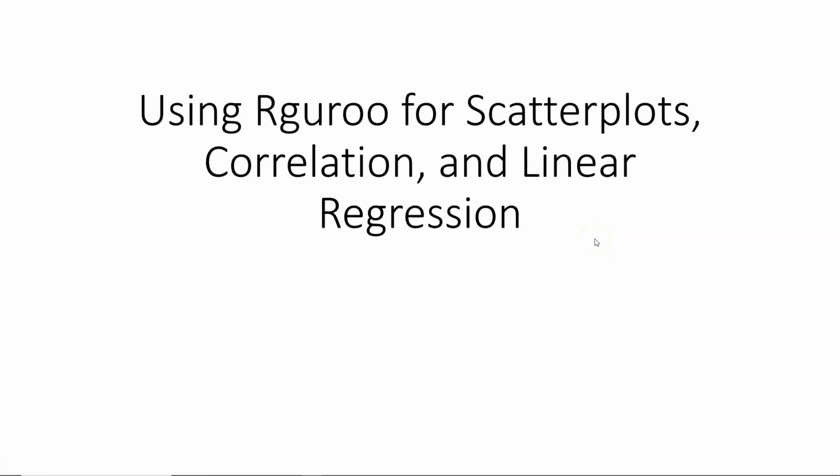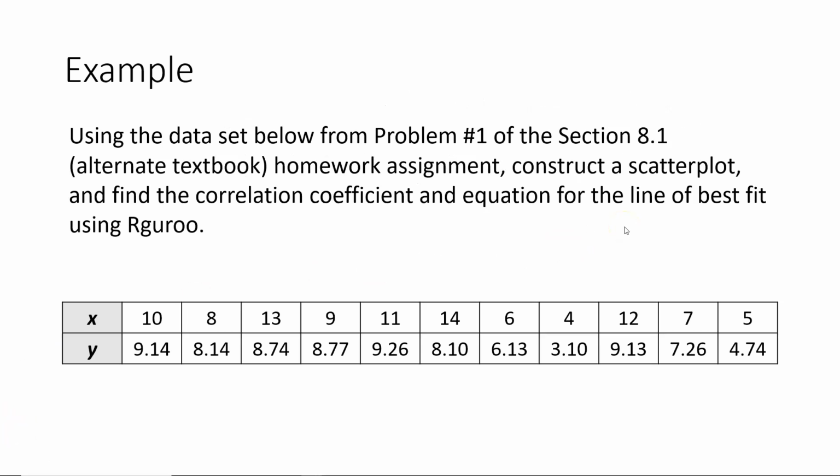In this brief presentation, I will show how to use Rguroo to construct a scatter plot, find the linear correlation coefficient, and what is known as the linear regression equation for a set of bivariate data. So for our example, I'm going to use the data set shown below from problem number 1 of the section 8.1 alternate textbook homework assignment.